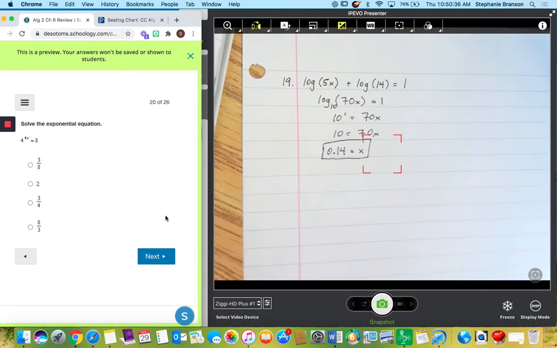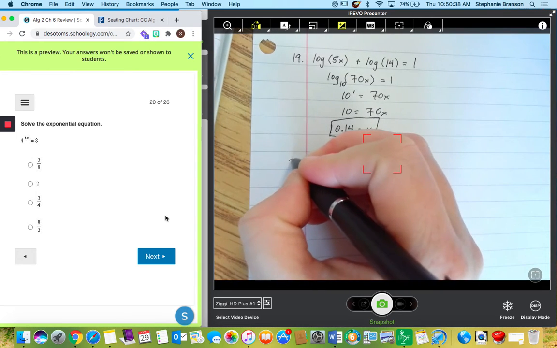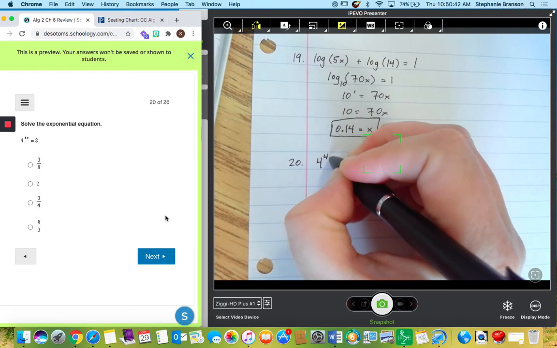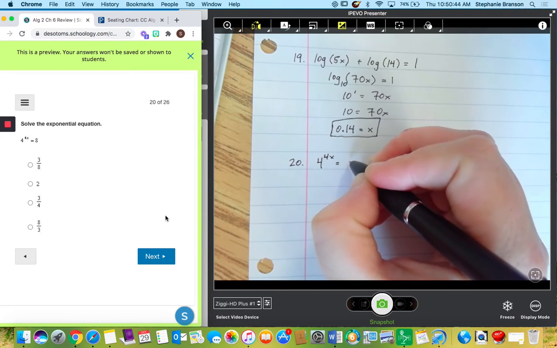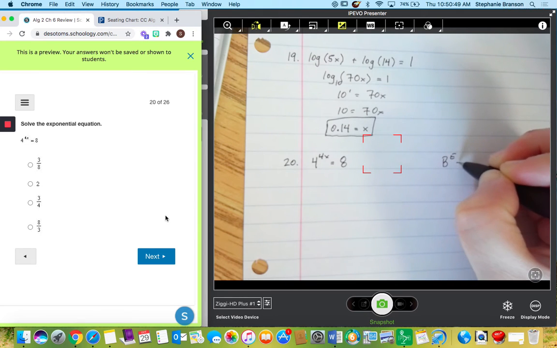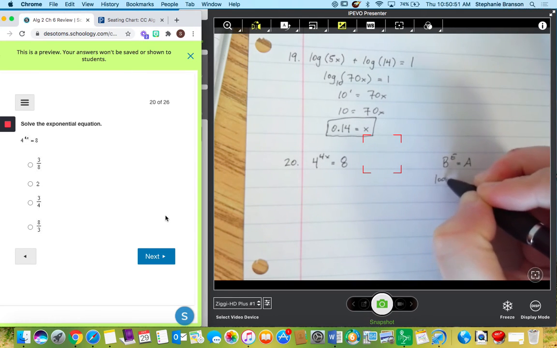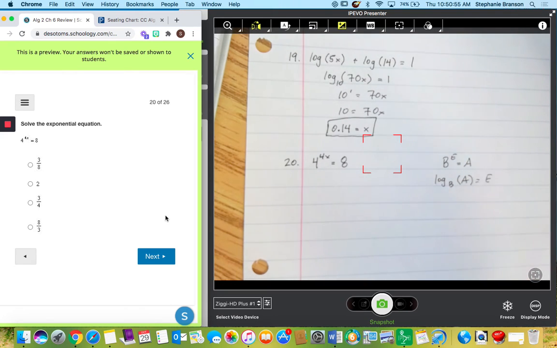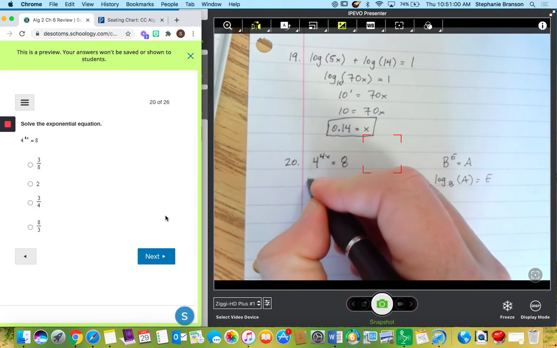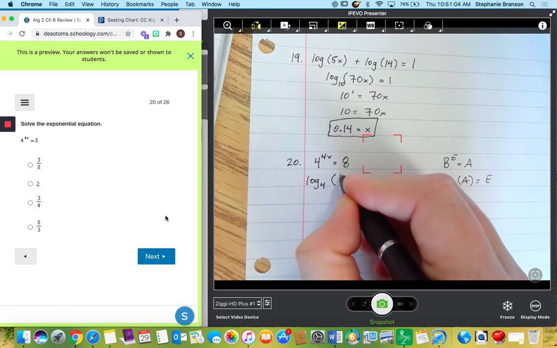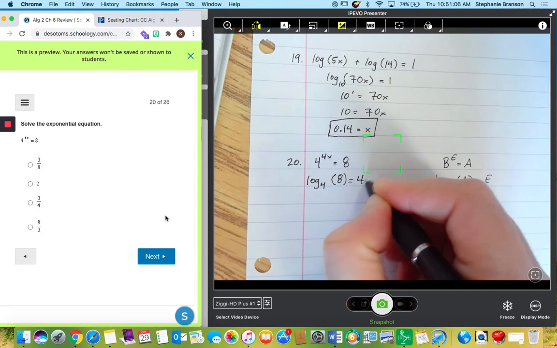Alright, I'm also working 20 with you guys. So 20, we've got 4 raised to the 4x is equal to 8. So right now we are in the form of b to the e power is equal to a. Let's switch it to look like this so that we can solve for x, okay? So we've got log base 4 of 8 is equal to 4x.